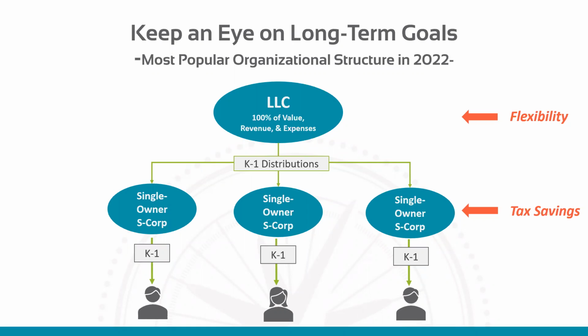You would pay a reasonable salary to yourself, and you might have some individual expenses that you don't want to lump into the LLC with all your other partners. And then any profits remaining will be distributed out on a K-1, and that's where you have those tax savings. So a little bit more complex, however, it gives you the best of both worlds.